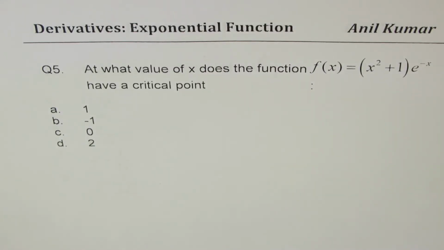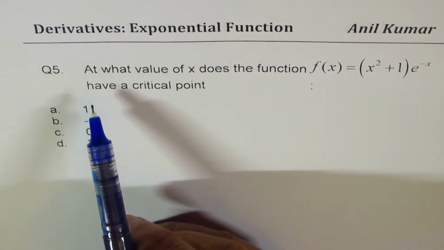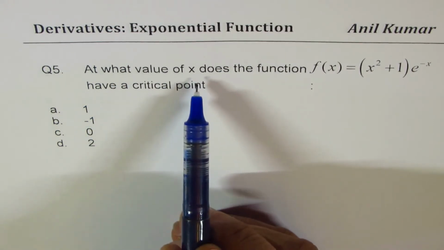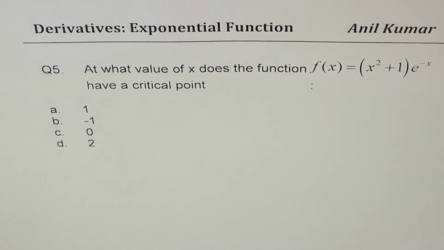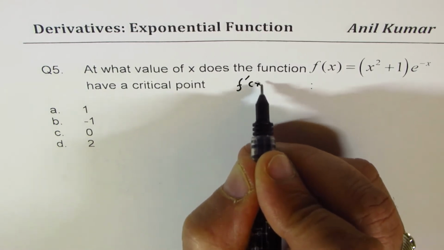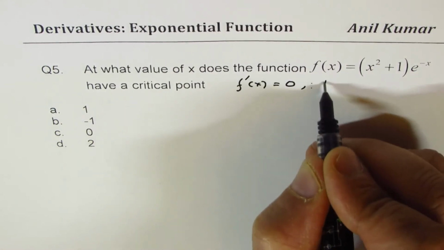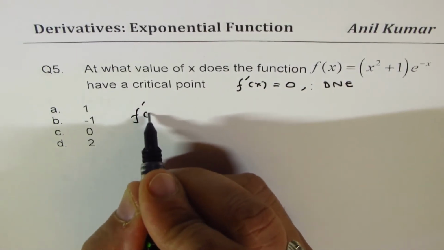Question number 5. So I hope the derivative part for the exponential function is absolutely clear. Now let's move on to a few application questions. At what value of x does this function have a critical number? So what is a critical number? A critical number or a critical point is when the first derivative is 0 or it does not exist. Is it okay? So let's find the derivative of this function.